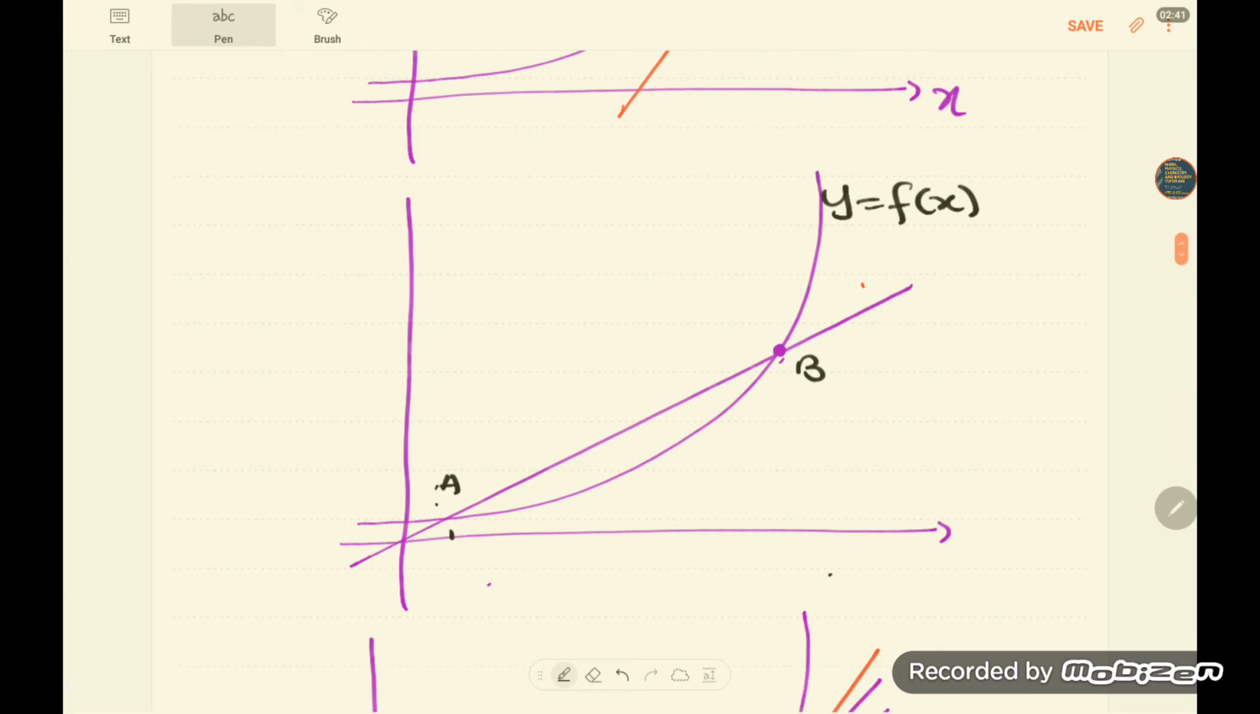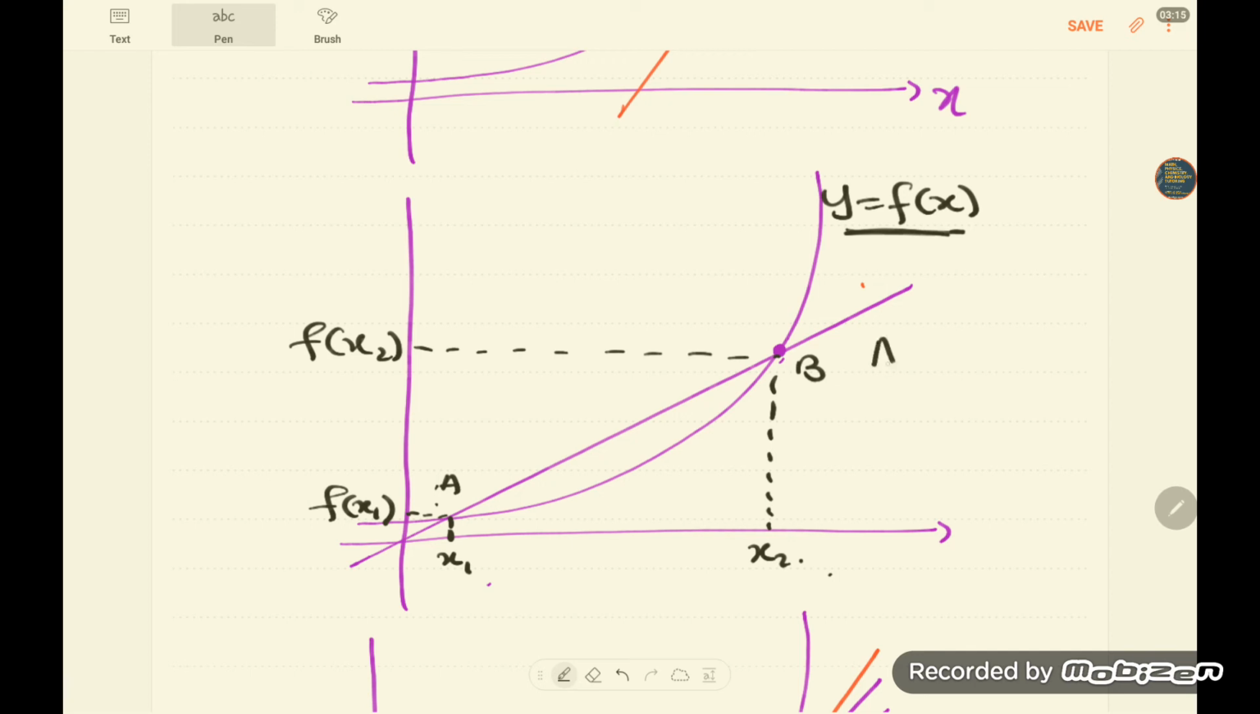When we allocate ordinates as follows, if my x ordinate for A is x1, then the y ordinate will be f of x1, because that's what y is. Y is f of x. And similarly, if my x ordinate for B is x2, then my y ordinate is going to be f of x2. So that gives us a system of coordinates, which I'm going to summarize briefly here.